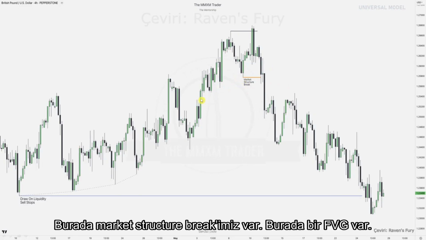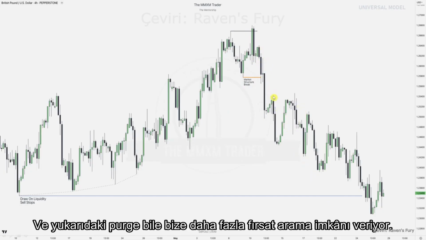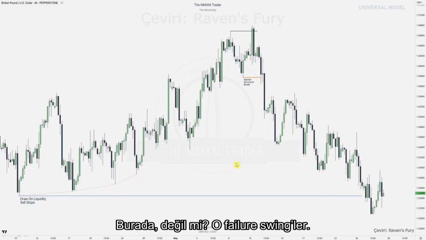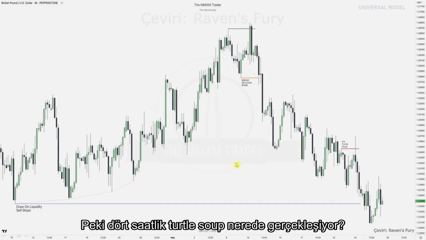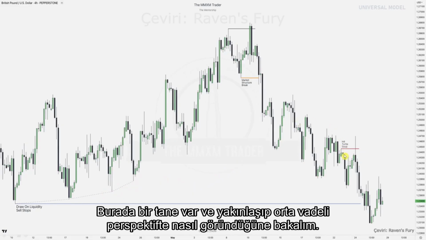We have this fair value gap down here. So even if it does not trade lower and lower, there's an opportunity down here. And even this purge up here, we can look for more opportunities. And we have another purge down here until we reach those low resistance liquidity runs down here, right? Those failure swings. So where's that 4-hour turtle soup happening? That external range liquidity raid. We've got one over here and we'll zoom in and look how that looks on the intermediate term perspective.